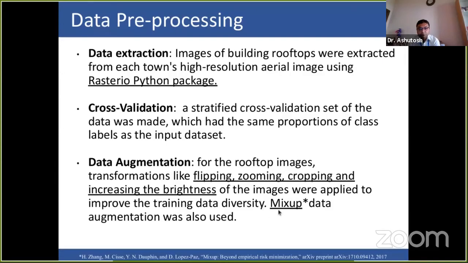We also use another data augmentation technique called mixup, which actually uses a linear combination of two images as an input to the deep learning models. And this actually created a regularizing effect while training them.